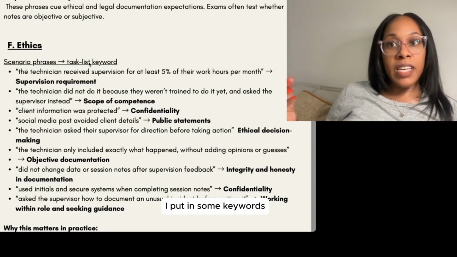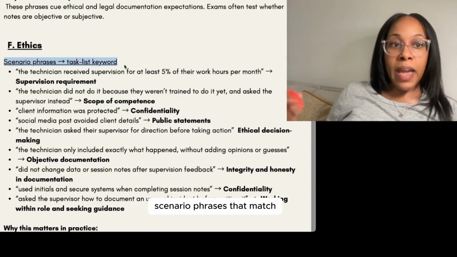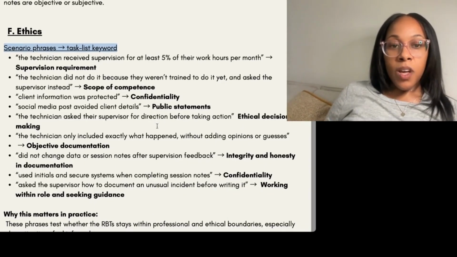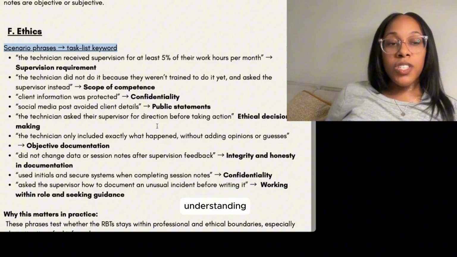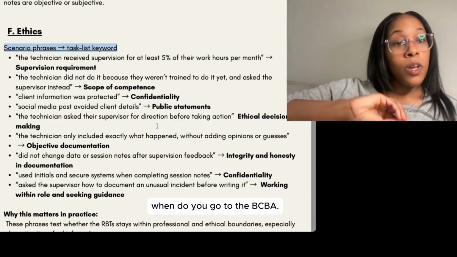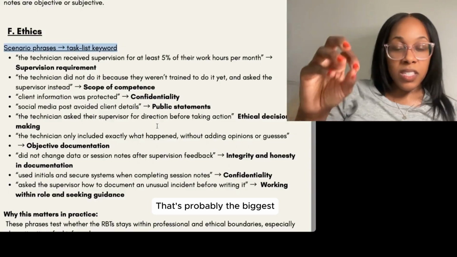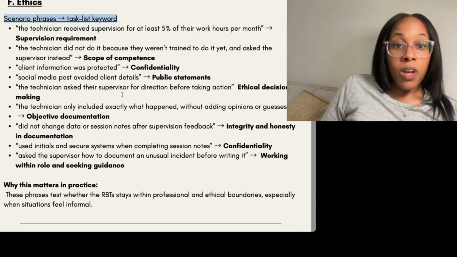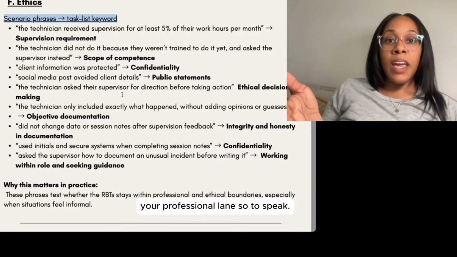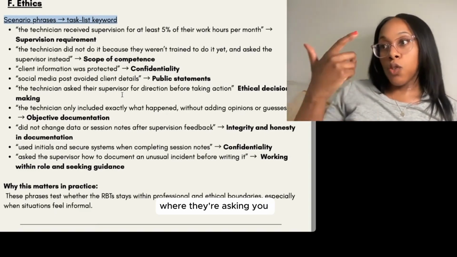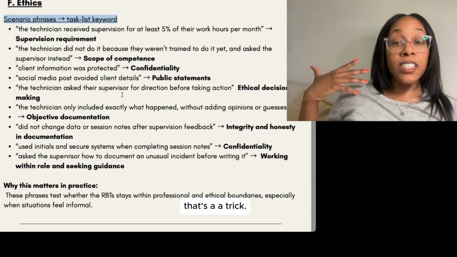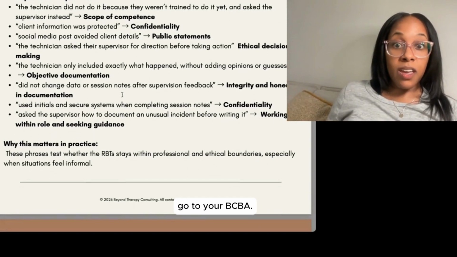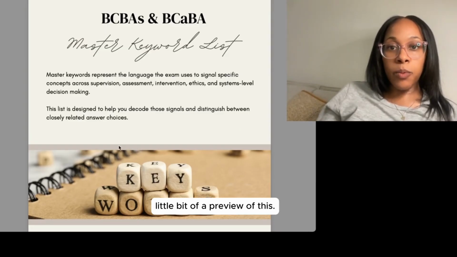But I put in some keywords, and these are really scenario phrases that match with the task list. So when are we talking about confidentiality? And especially for RBTs, understanding when is your scope and when do you go to the BCBA. That's probably the biggest thing for the RBT exam: making sure you really understand that you're staying in your scope, your professional lane, so to speak. And if at any point they're asking you to change something or make decisions, you understand that's a trick, and in most of those scenarios, the answer is you need to go to your BCBA.